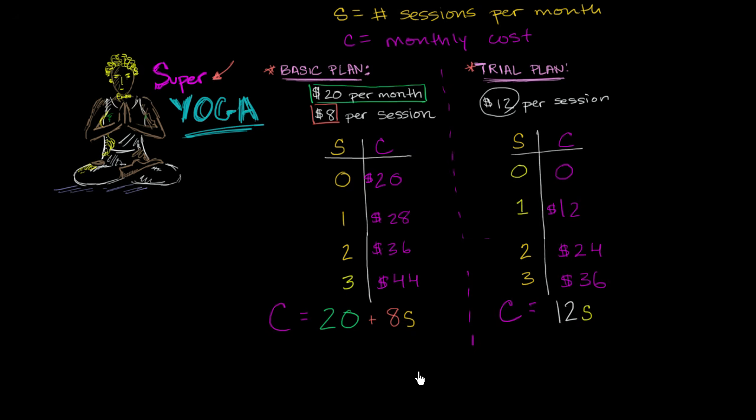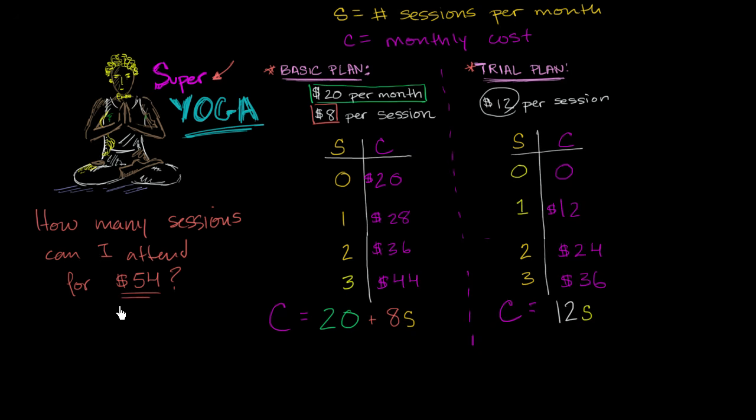But we could also answer more interesting questions with these equations. For example, how many sessions can I attend in a month for, oh, I don't know, let's throw out something, $54? Let's say that's just my budget. When I look at my salary and how much money I have budgeted to health and fitness, this is what I can afford. And so based on that, I want to ask, how many sessions can I attend in each of these situations? So first, let's think about it for the trial plan.